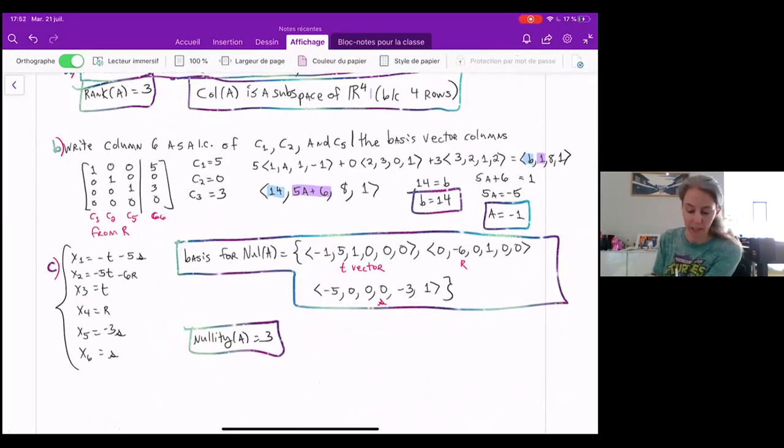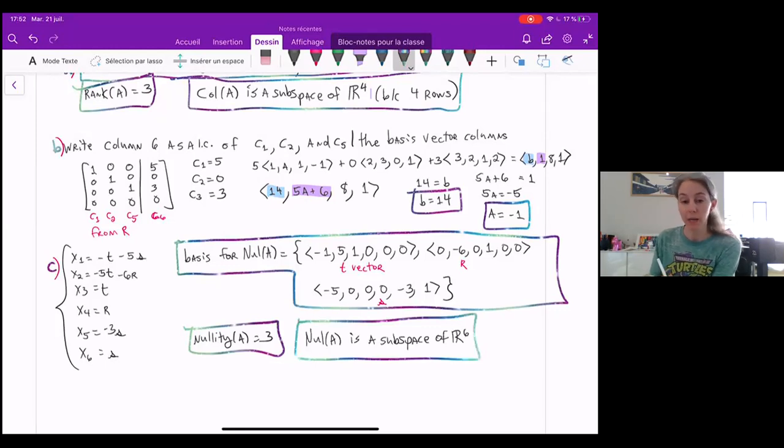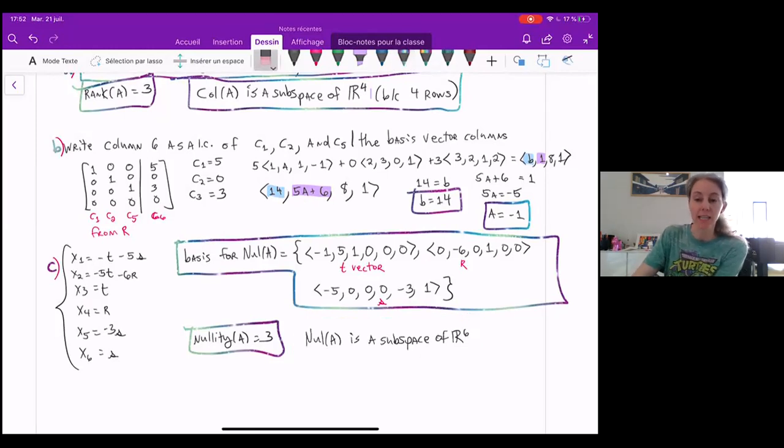Now, when I look at those basis vectors, they have 6 components. So the null space is a subspace of R6. And again, that's because those vectors in the null space, those basis vectors, have 6 components. But another way to think of this would be because there are 6 columns. So for the column space, we look at the rows, and for the null space, we look at the columns. So this is because 6 columns.